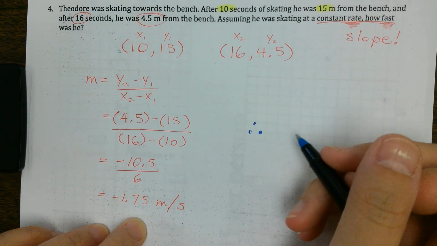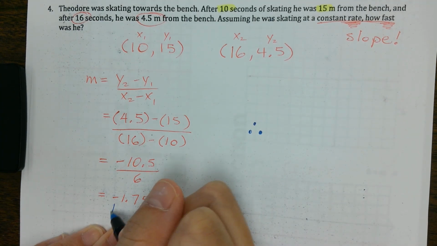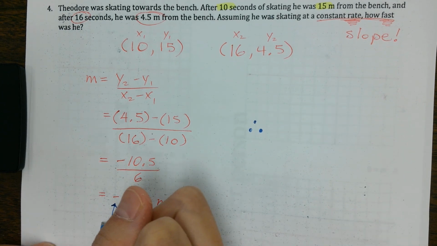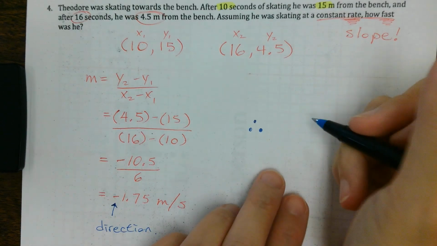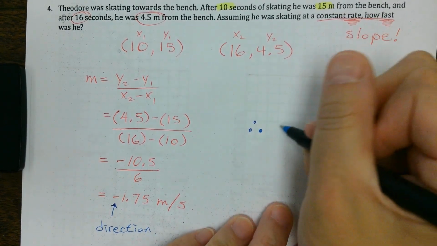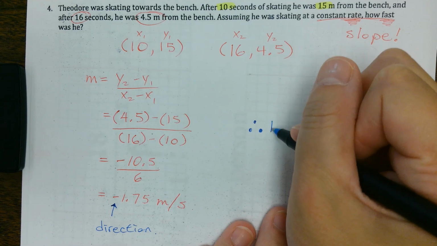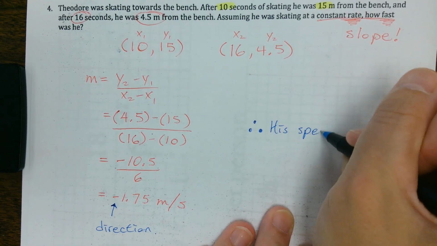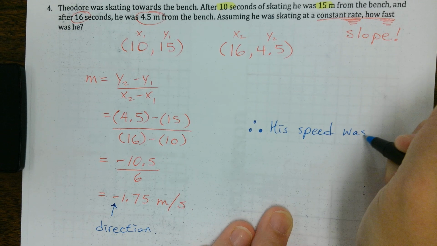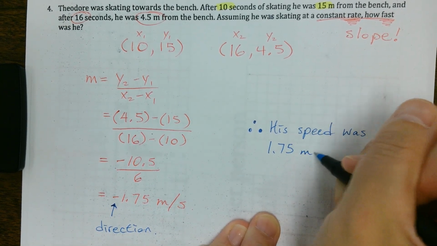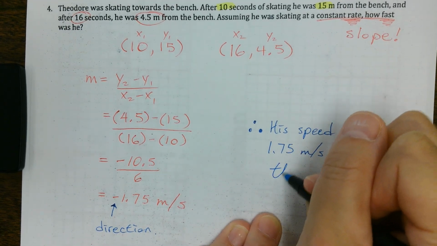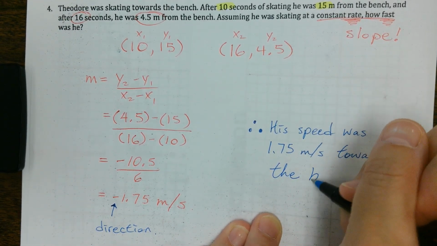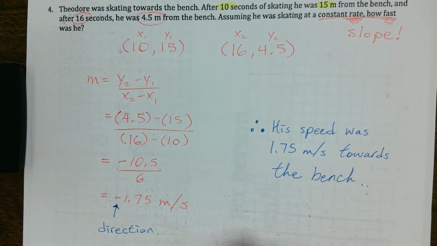Okay, yeah, so that's exactly it. This negative here doesn't mean negative speed because it doesn't make sense, but it was telling you the direction. Okay, so he was going towards the bench. So therefore, his speed was 1.75 meters per second towards the bench. Okay.